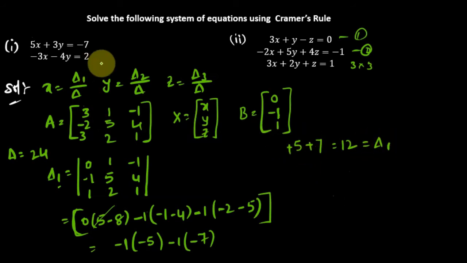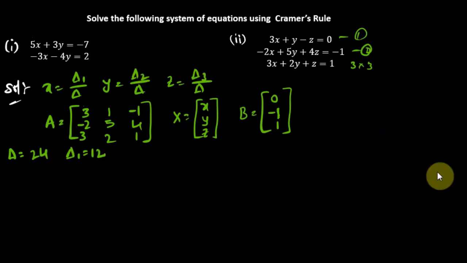Similarly, we will find delta 2 and delta 3. So okay, now we will find delta 2. For that, what is the formula? Again for delta 2, how do we get this matrix?